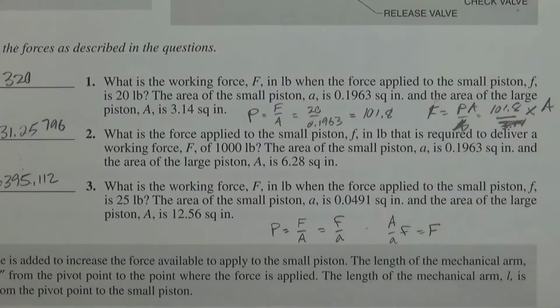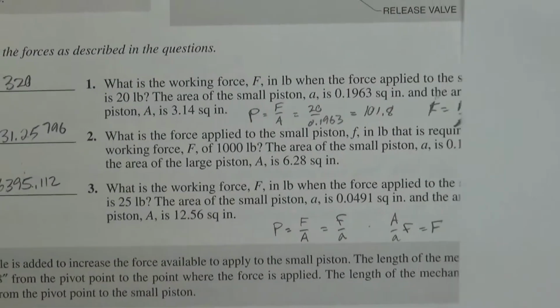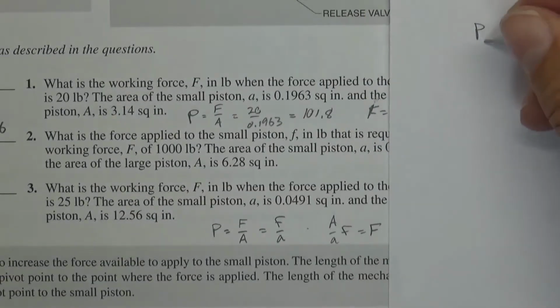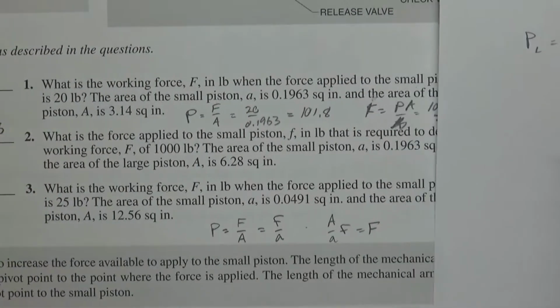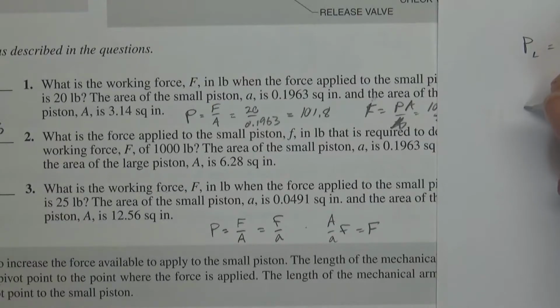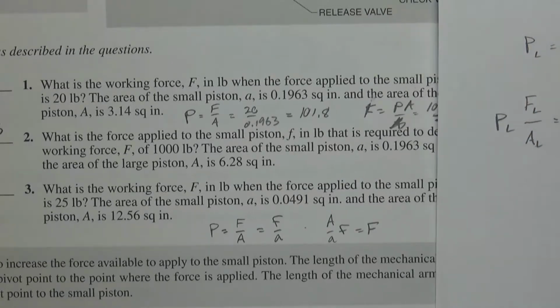6.28 square inches. Okay, so we're just going to go back to that one thing we know over and over again. Pressure large equals pressure small. And now let's write out what we know. So F of large over area of the large, P sub large, equals 1,000 pounds, because they're asking about that.